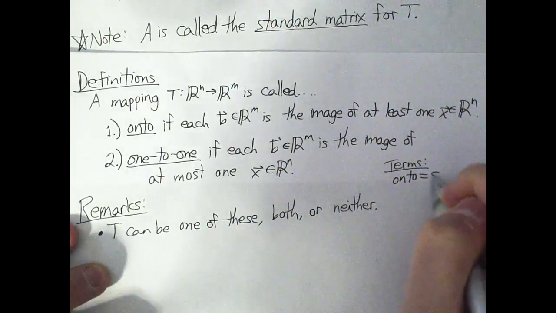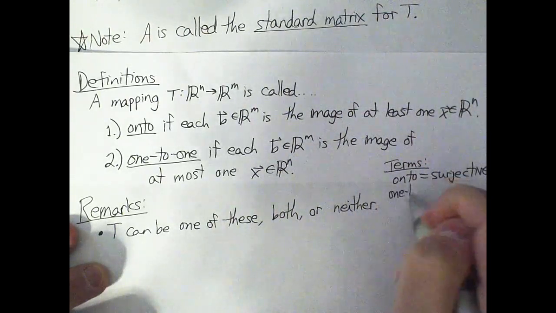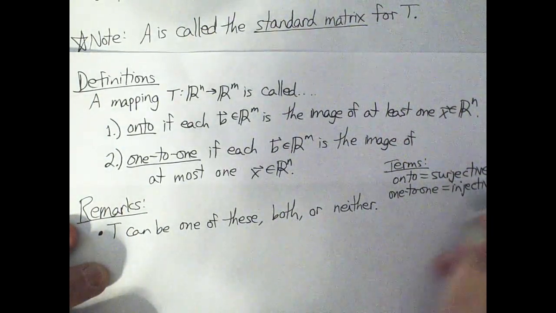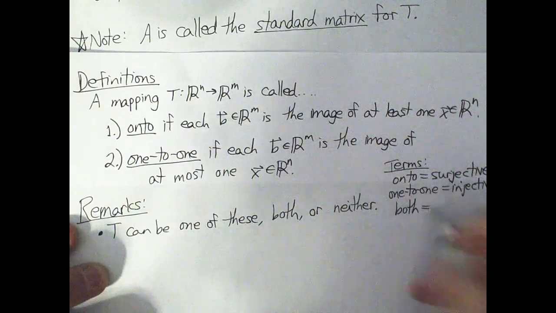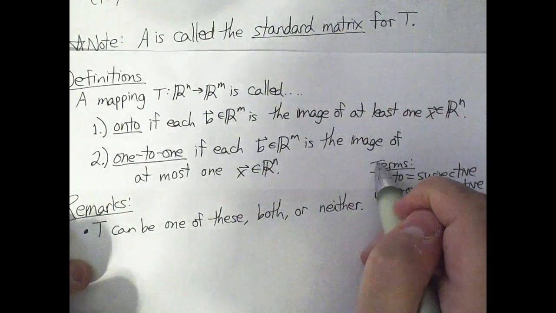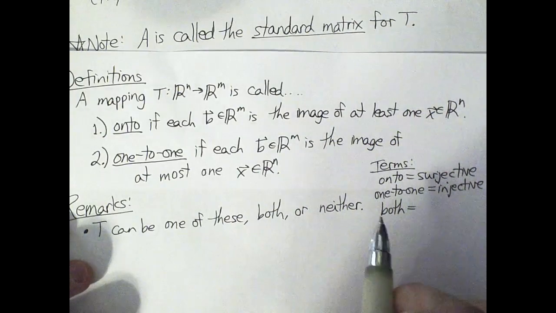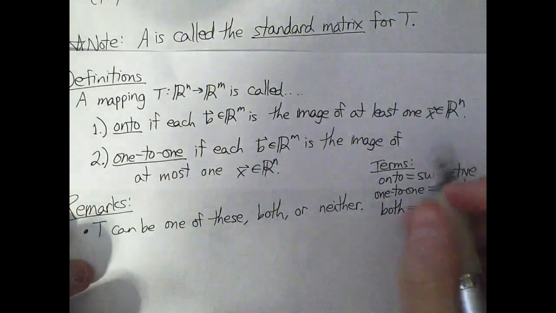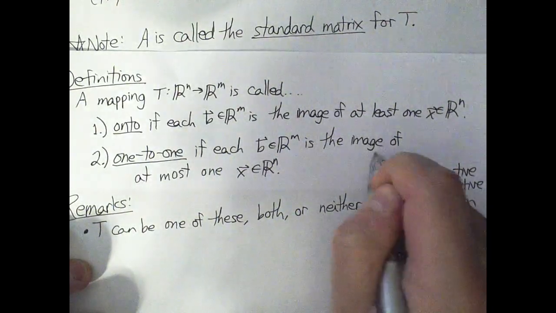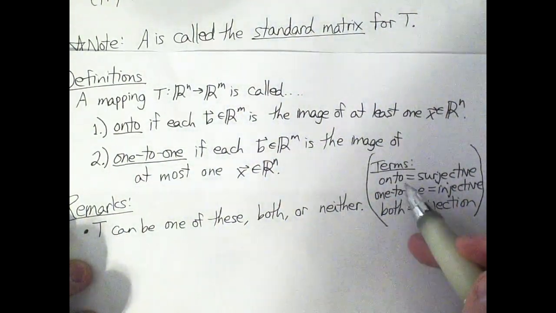Onto can be called surjective. One-to-one can be called injective. And both, do you remember the word for both? I would ask you, if we were in class, to fill in some of these blanks. Surjective, injective. This is a bijection. Easy to remember because it says bi, because it's both one-to-one and onto.